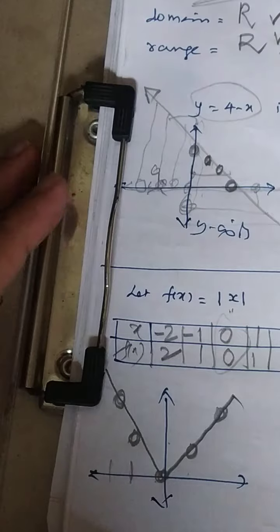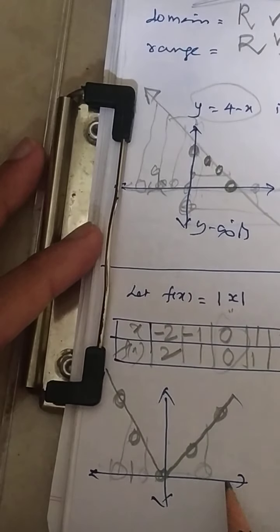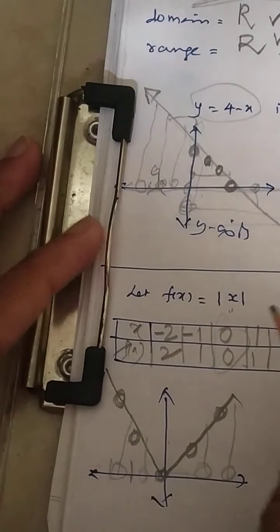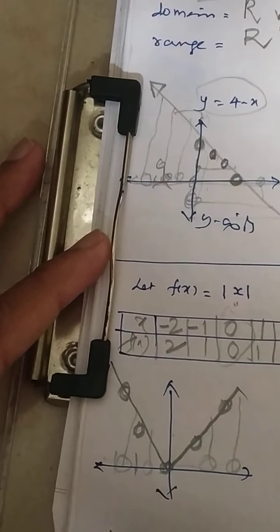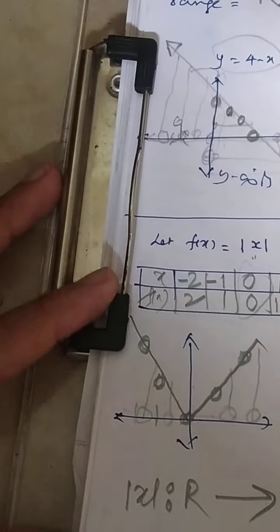Now I am asking about the domain. Domain means variation on the x-axis. For this point also I have a solution, for this point also I have a solution, for this point also. So I have no problem in talking about the domain. So the domain of mod x, if you are asking me, I will just say R. There is no problem as such, R.